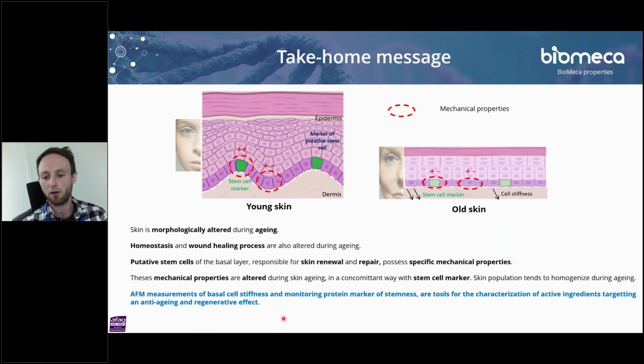This type of measurement by AFM microscopy, combined with the monitoring of expression of putative stem cell markers, is a powerful tool for characterizing the effect of active ingredients targeting anti-aging and regenerating functions.